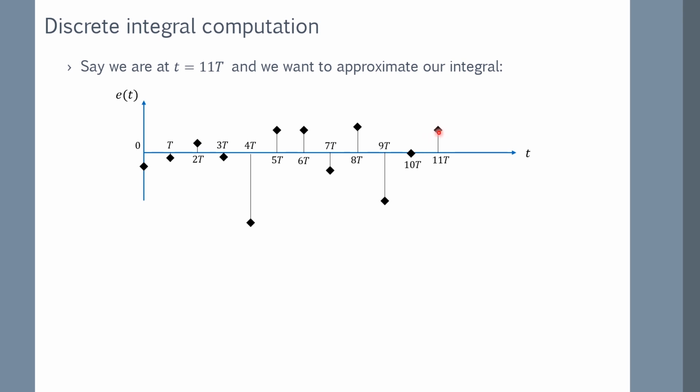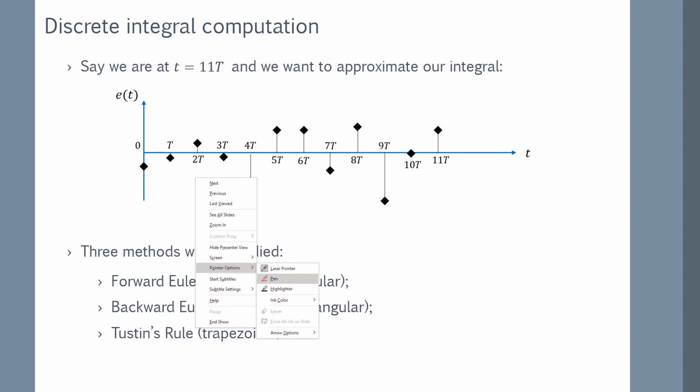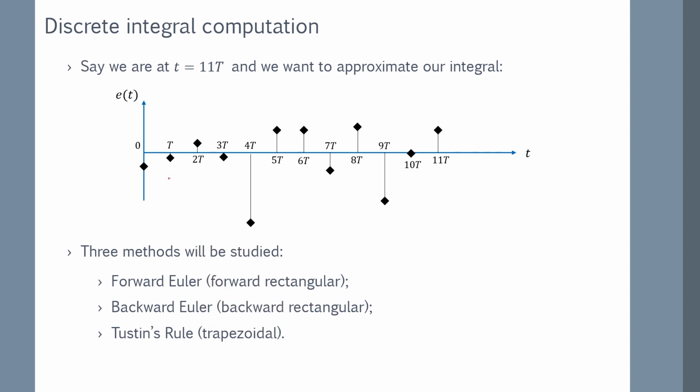There are three methods that we can use, or at least that are easier to look at in the literature. One is called the forward Euler difference scheme, which is also called the forward rectangular, backward Euler, and Tustin's rule or trapezoidal integration. Basically, the difference between them is what you do to the samples. So in the forward Euler scheme, and let me actually grab my pen here, you're integrating forwards, which means that for this point, I actually make a little rectangle, and I compute this area, which is just whatever the value times capital T.